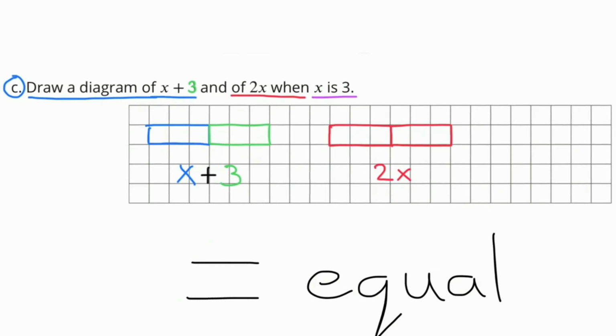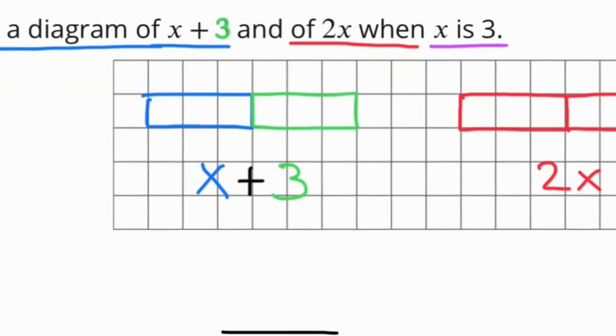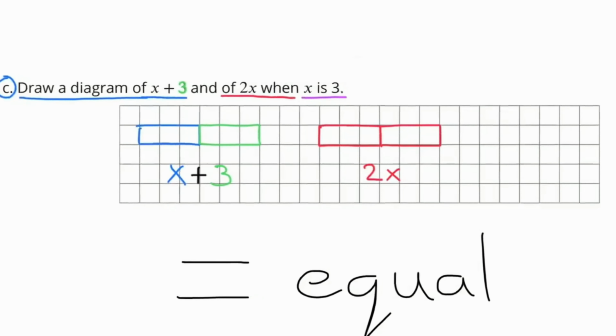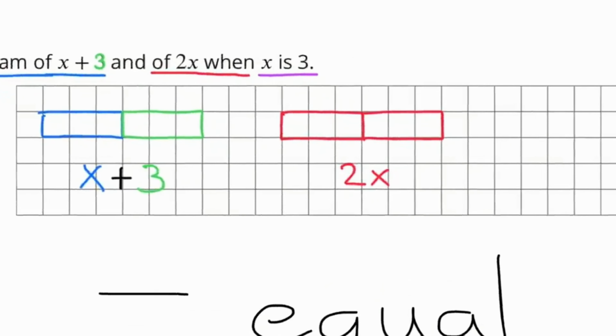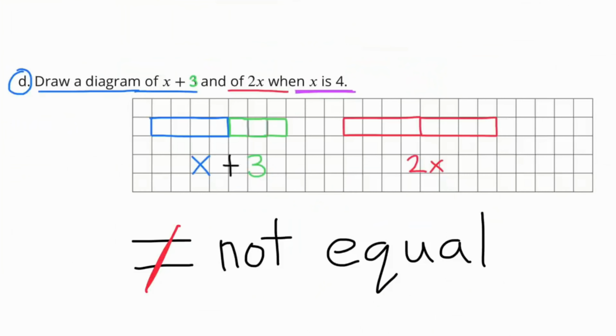Here's a look at diagram C, and these two expressions are equal because x plus 3 is equivalent to 6 units and 2x is also equivalent to 6 units. And here's a look at diagram D. They are not equal because x plus 3 is equivalent to 7 units and 2x is equivalent to 8 units.